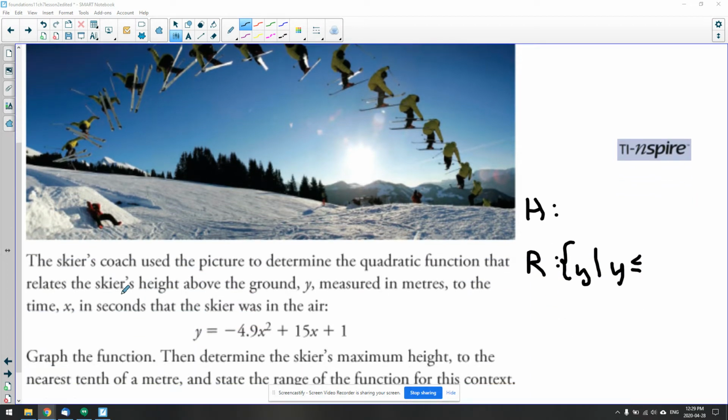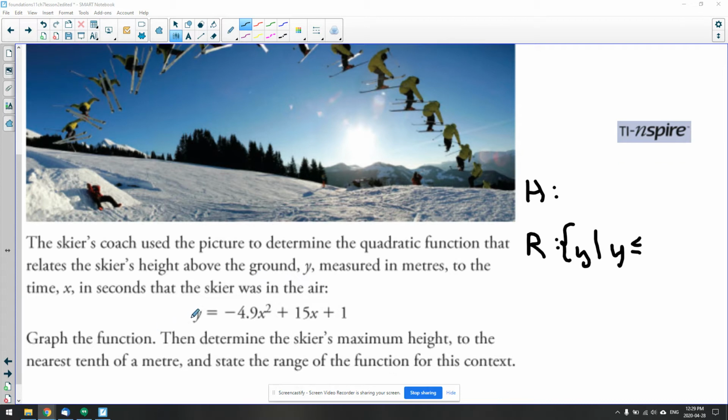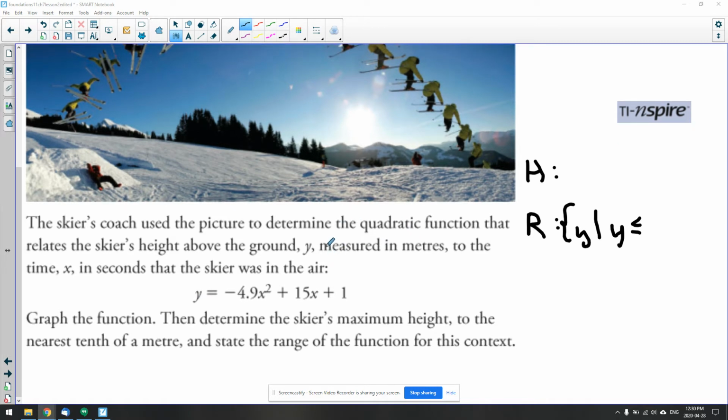So we have a skier going up off the jump, photographed. Their path was given by this quadratic equation right here, where x is time, y is height above the ground in meters. So we need to determine the skier's maximum height and state the range. So height and range, y such that y is going to be less than or equal to some value.